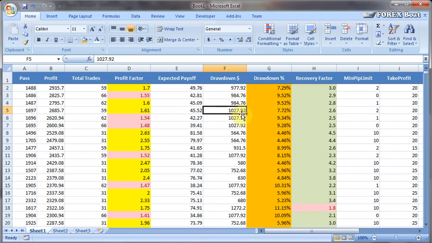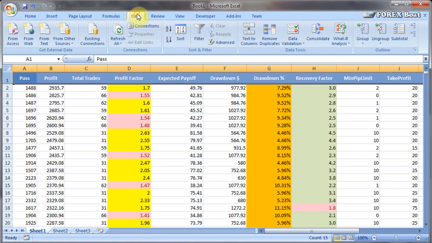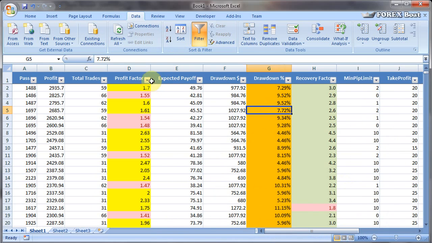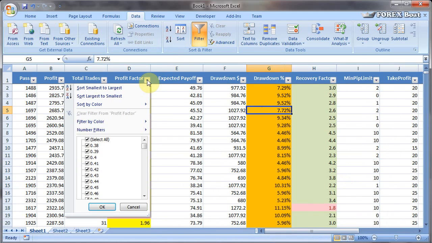So next, what we want to do is exclude these completely from our analysis so they don't clutter this report. And to do that, we're going to select the ribbon up here, or the first row, and we'll click data, and we'll click filter, which will add a filter to this row. And now we're just going to filter them out. And it's very easily done.